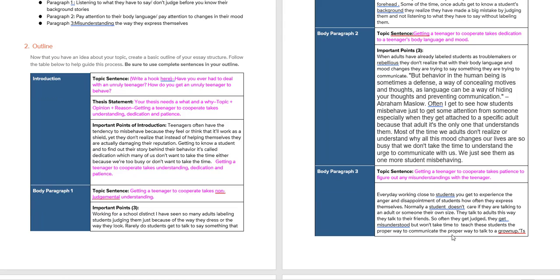So now in your supporting sentences, you're going to write about how you're going to overcome any misunderstandings with the teenager. Here in the topic sentence, it talks about non-judgmental understanding. So in your important points, you're going to write three ways in which you're going to have non-judgmental understanding. And so in this way, if your topic sentences align with your thesis statement and your supporting sentences align with your topic sentence, then you're going to have essay coherence.